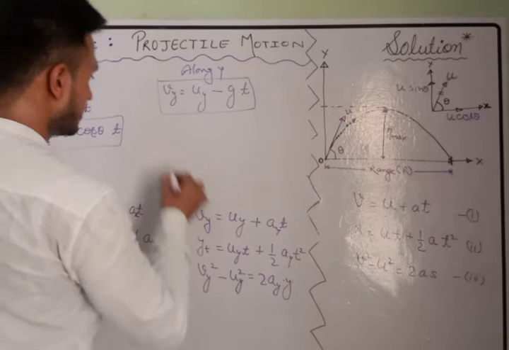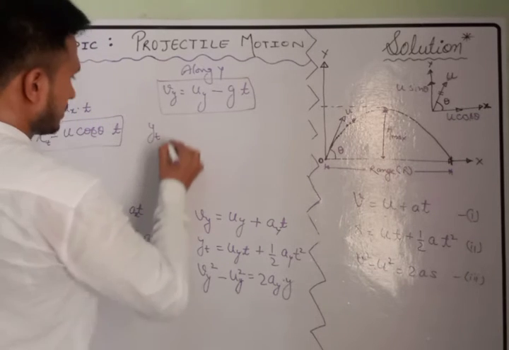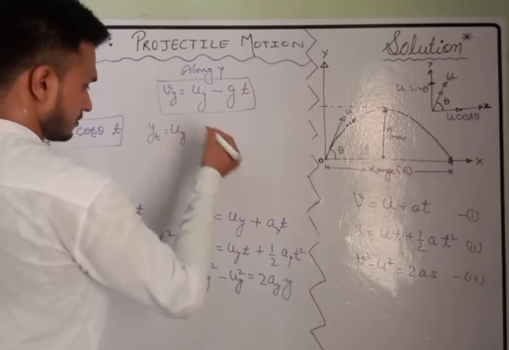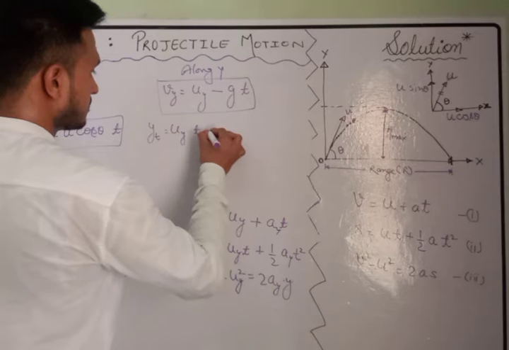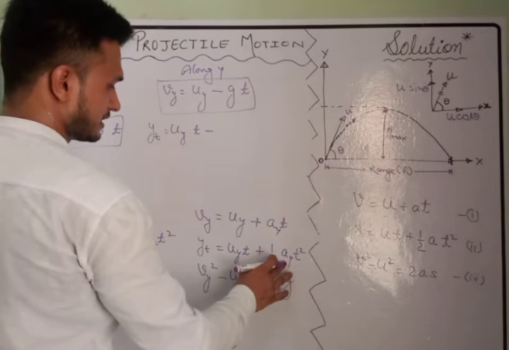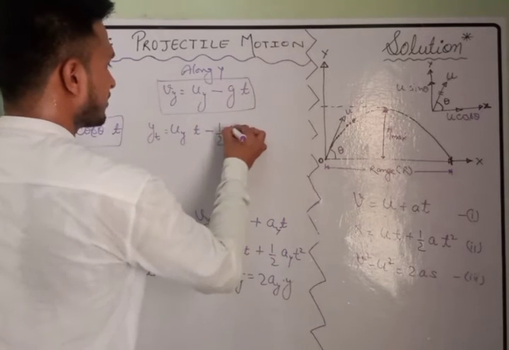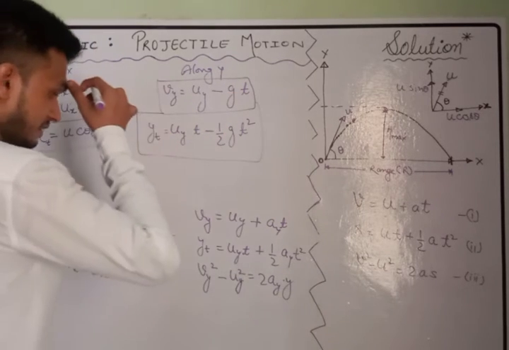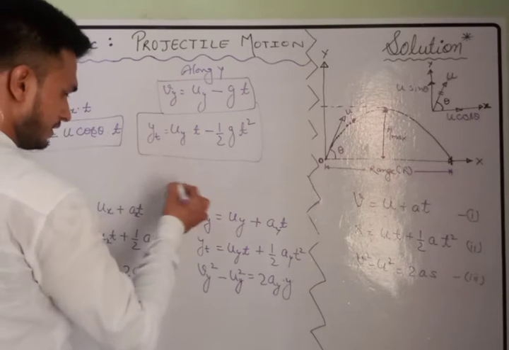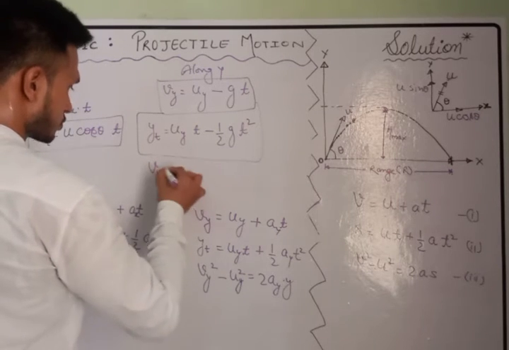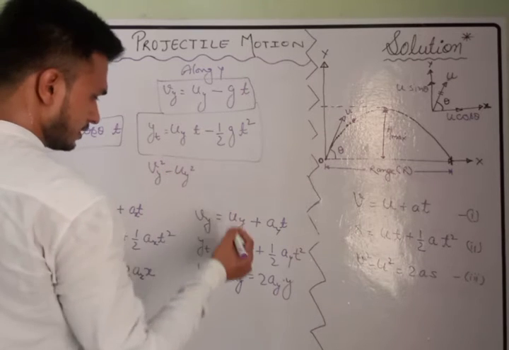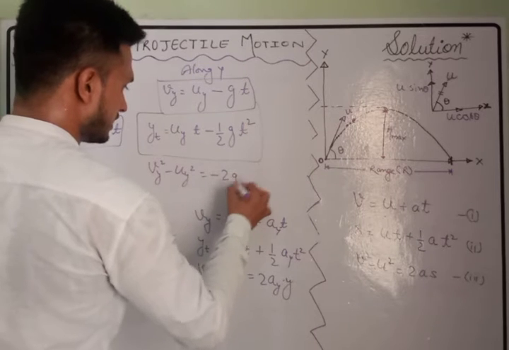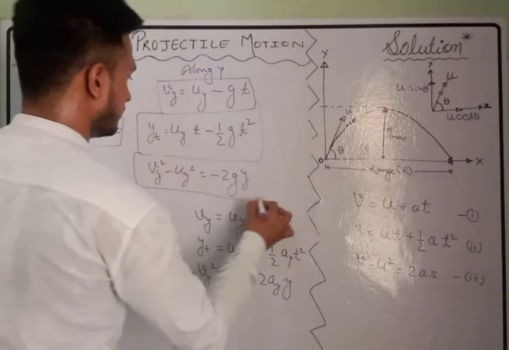The second equation is the y after some time t, equals Uy into t minus, again because acceleration is negative, half g t square. So this is the second formula that we will use. And in the third formula we will see that Vy square minus Uy square will be equal to minus 2gy, and this is the third formula that we will use.